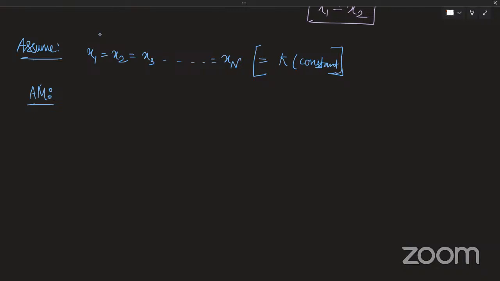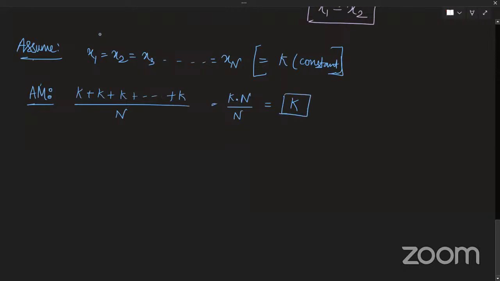For those who couldn't do it, the arithmetic mean is the sum of observations divided by n, and all my observations are equal to k. So it is k plus k plus k and so on, n times, divided by n. So it is basically k into n divided by n, which is equal to k. Yes, everyone?